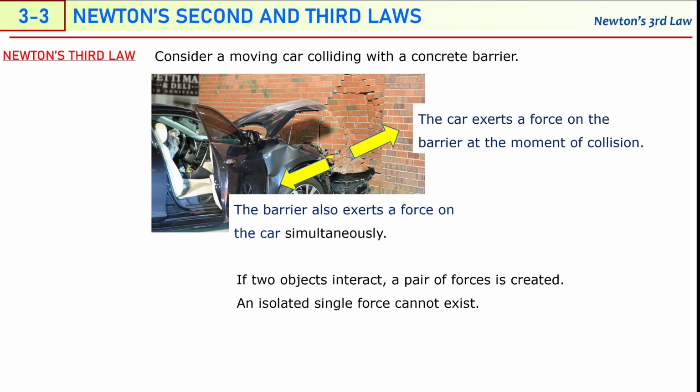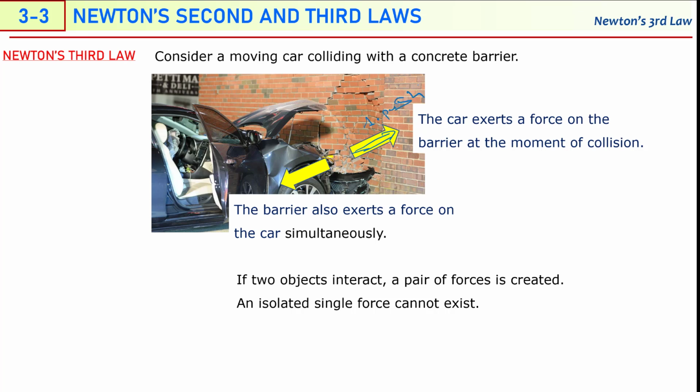Consider a moving car colliding with a concrete barrier, as you see in this picture. If you look at the picture, you are going to see some deformation on the wall. This deformation is because of the force exerted by the car on the wall. So there is a force, a push by the car on the wall. So the first push is this.